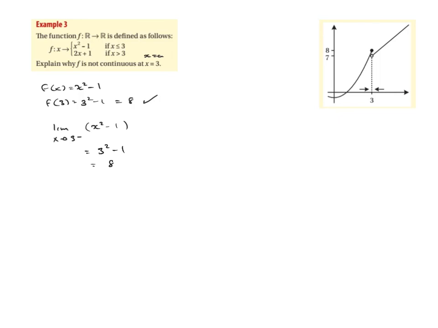Now we're going to take the limit coming from the right. So the limit as x heads towards 3 from the right. That's where the positive comes from. And what we have now is the 2x + 1. Okay, let's put the numbers in. So we get 2 × 3 + 1, which is equal to 7. Now, hopefully you can see, guys, that 8 is not equal to 7, and therefore it can't be continuous at x = 3.